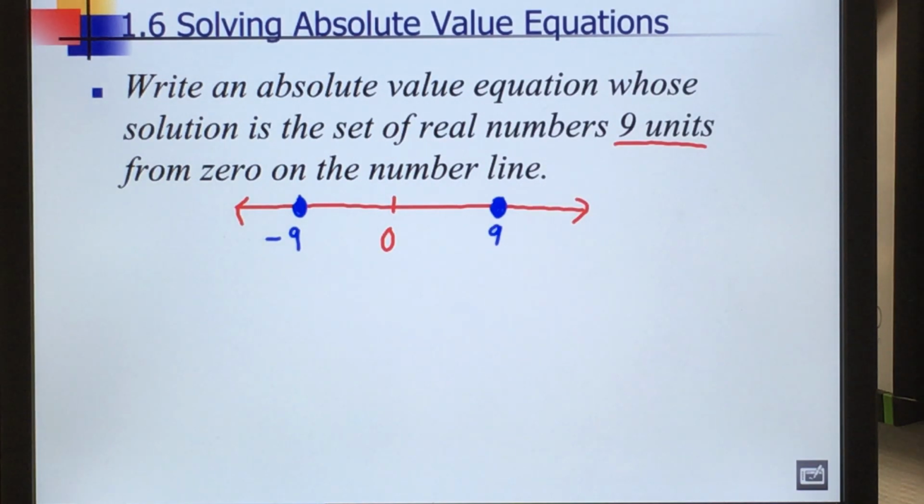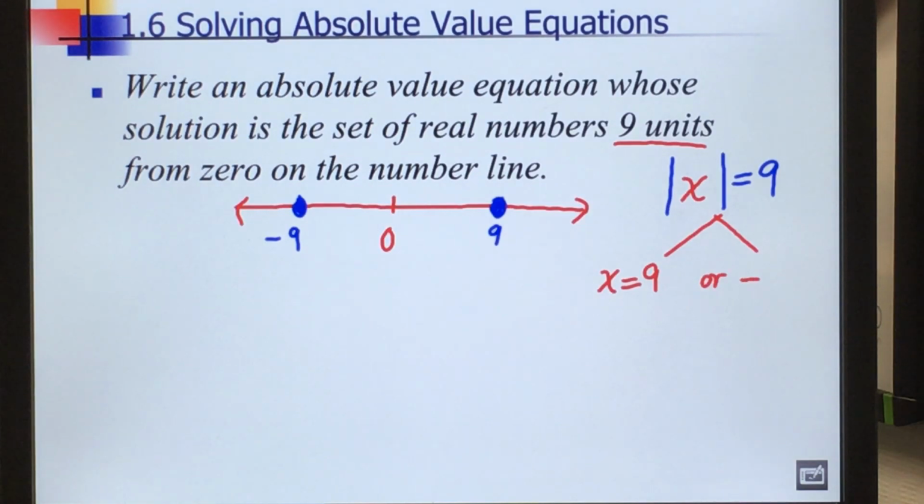Now how do I translate that into an absolute value equation? That means the absolute value of such a number is equal to 9. And such a number, we usually represent with x. And so we know that because we're looking for numbers that have a distance of 9 from 0, the values of x inside the absolute value must be 9 or -9.